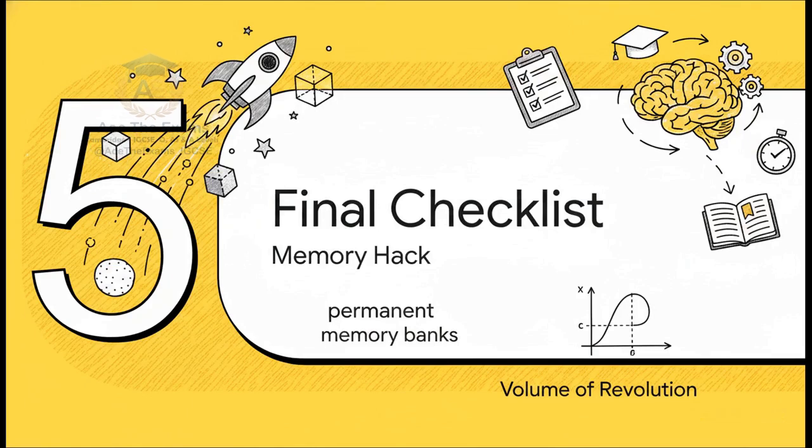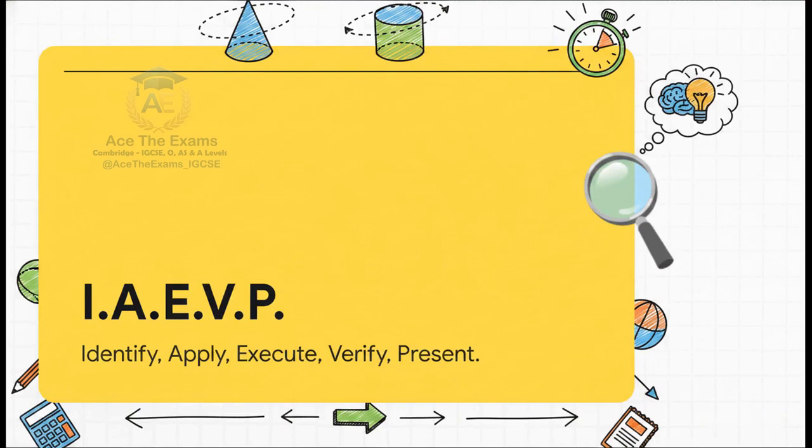And finally, Phase 5, our final mission checklist. I want you to lock this simple mnemonic memory hack into your brain right now. IAEVP. Identify, apply, execute, verify, present. Those are just the first letters of our standardized launch sequence. When you're sitting in that exam hall, completely under the pump with intense clock pressure, and a complex volume of revolution question drops right in front of you, just take a breath and write IAEVP at the top of your page. It'll instantly help you recall the exact operational steps you need to execute.